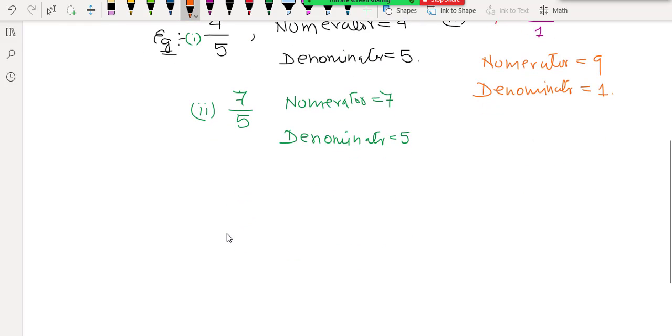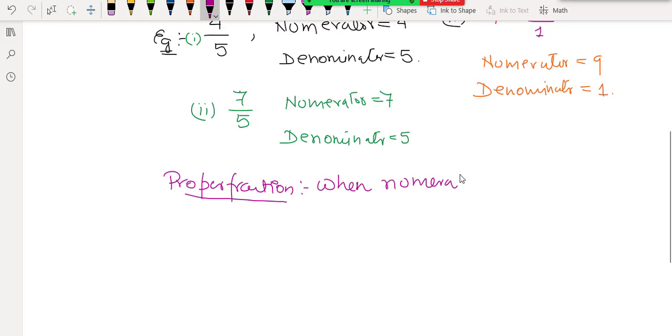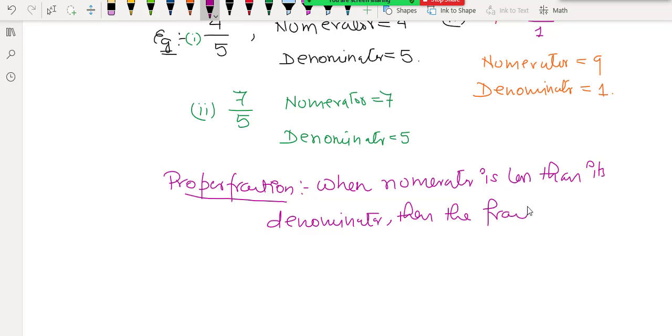Now we will go to the proper fraction. When the numerator is less than its denominator, then the fraction is known as proper fraction. Proper fraction.